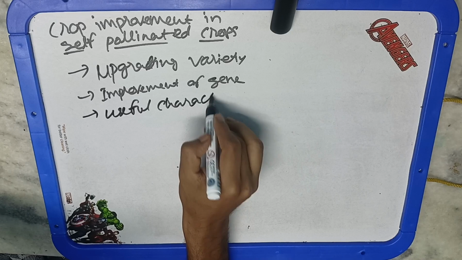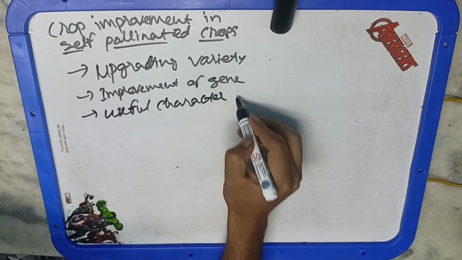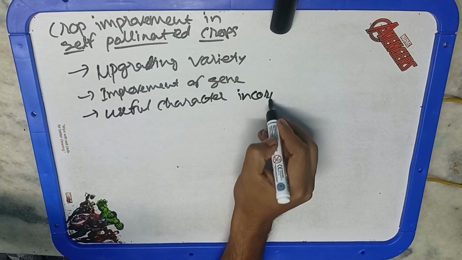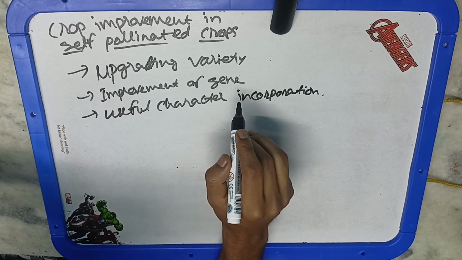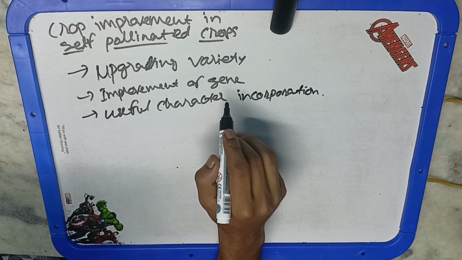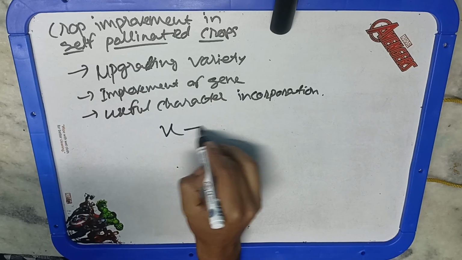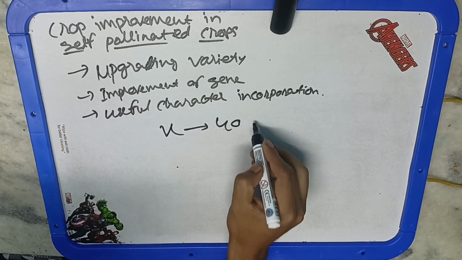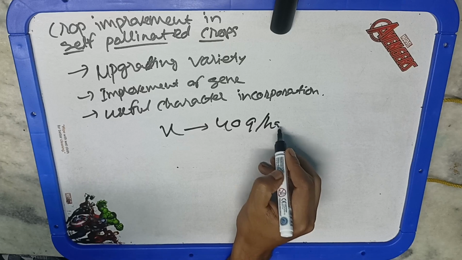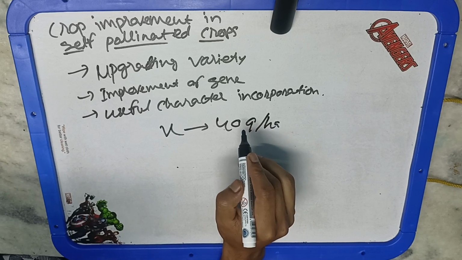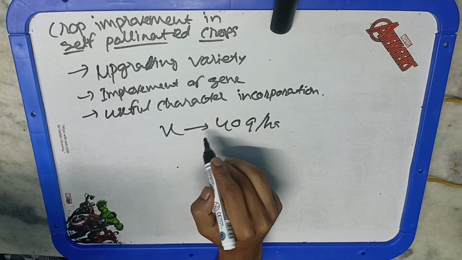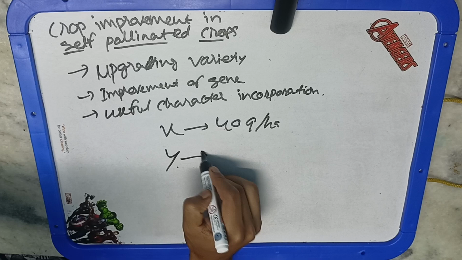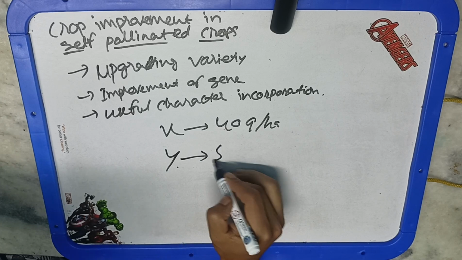Just take an example. There is an existing variety which is not yielding much. Say there is a variety X, maybe a variety of paddy or rice, producing 40 quintal per hectare. Now, by using the variation present in the population, we crossed it with some other varieties, and now the newly created variety Y is producing 50 quintal per hectare.